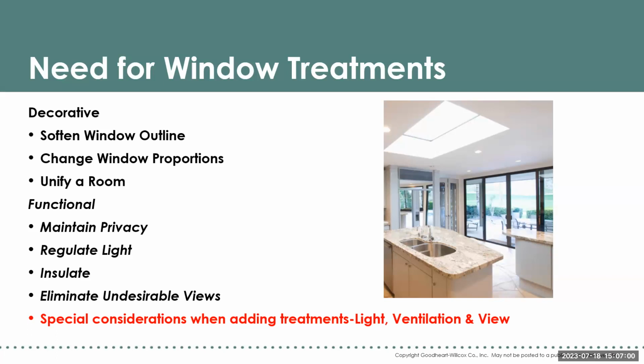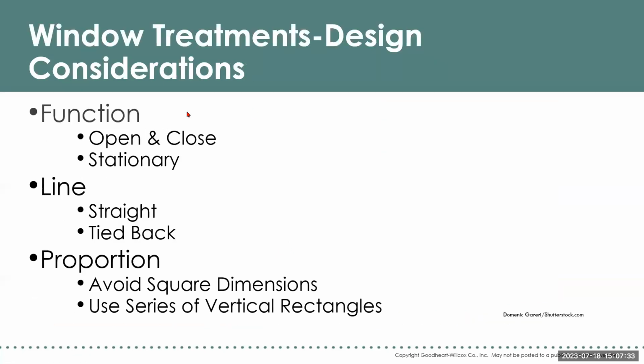Now, special consideration when adding treatments is the light, the ventilation, and the view. These are the three areas that we are concerned with when we're putting on and considering the window treatments. So once again, decorative and functional. Decorative, it softens a window, can change its proportion, it unifies the room, adds aesthetic beauty. The functional is it creates privacy, light regulation, insulation, and can masquerade a view. Function. So window treatments. Function.